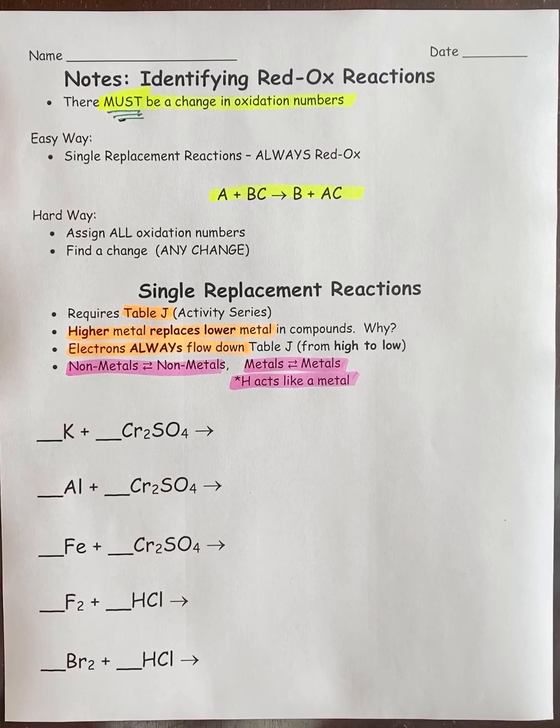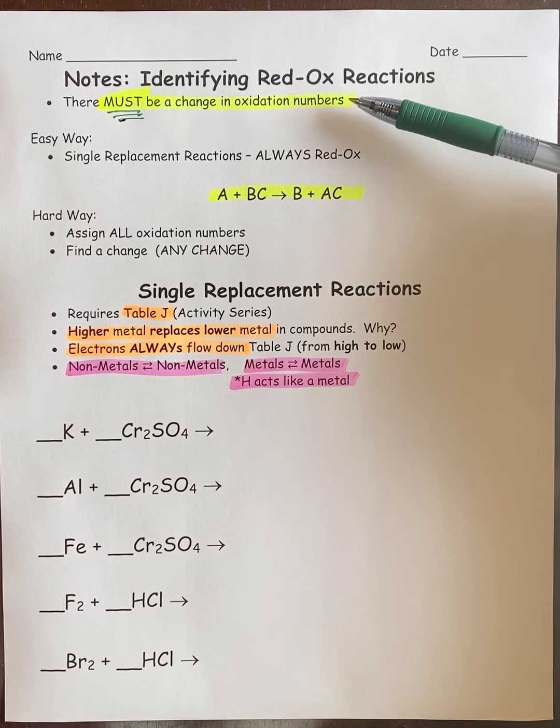Today we're going to be going over single replacement reactions, both how to identify them and how to predict their products. So let's start with identification. To identify a single replacement reaction, there has to be a change in oxidation numbers. So there must be a change. So there's two ways of doing it.